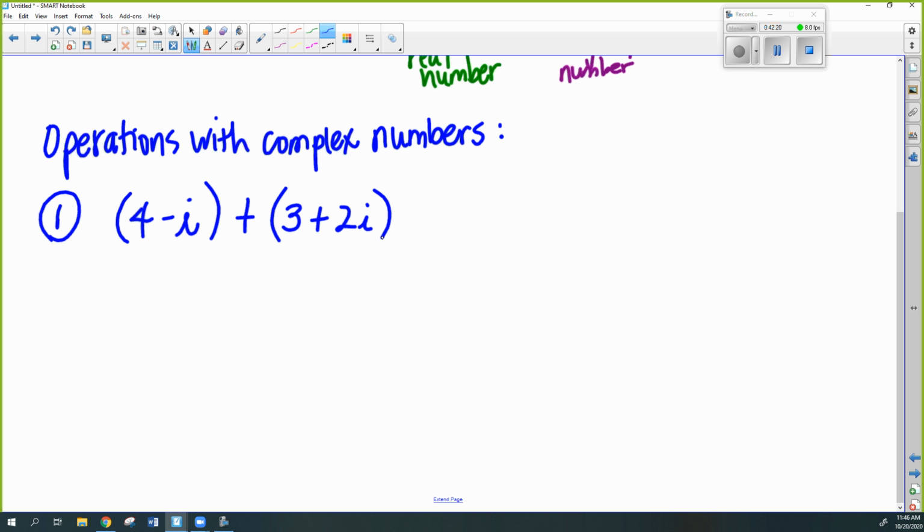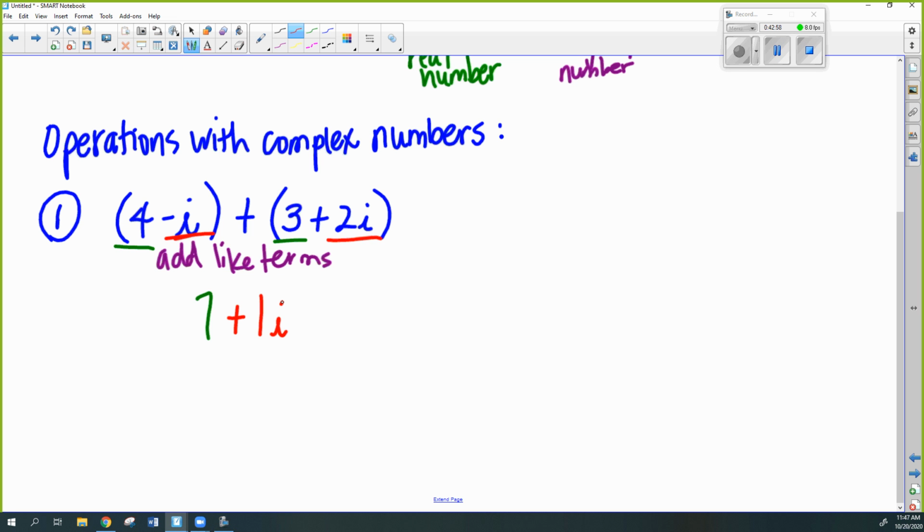Now, technically, I don't need parentheses. I'm just showing you that the first one's a complex number, and I'm adding it to another complex number. All right, well, this is the easy part, folks. All you're doing is adding like terms. Okay? Add like terms. And then you just need to make sure you put your answer in the right order. So you really need to add the real numbers first and the imaginary numbers second.